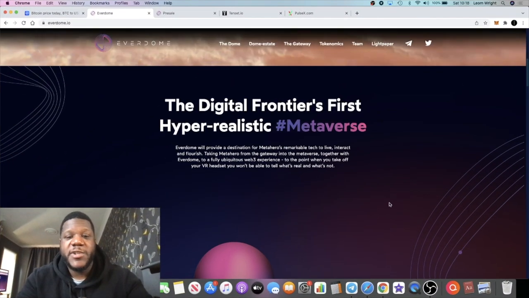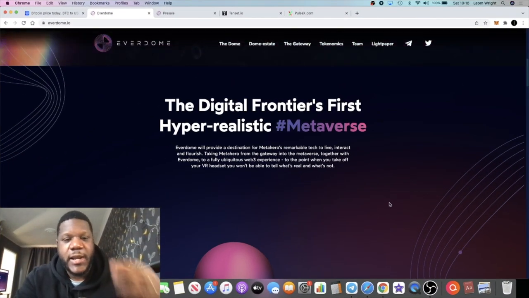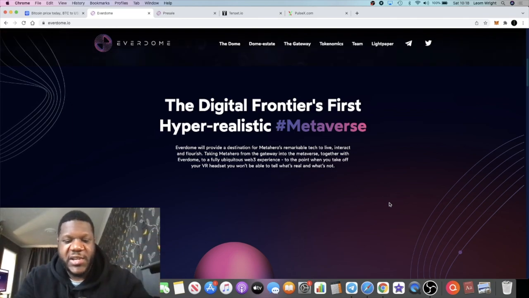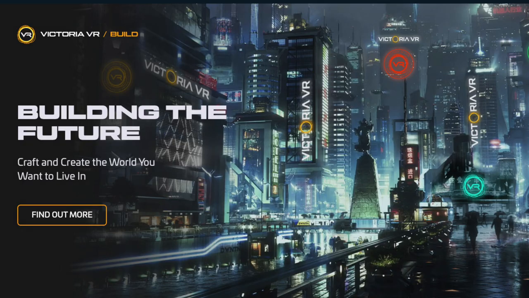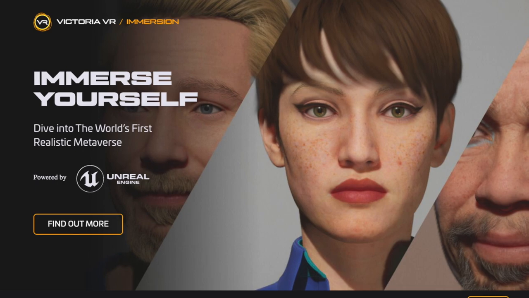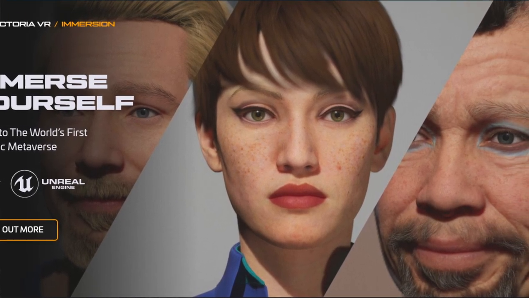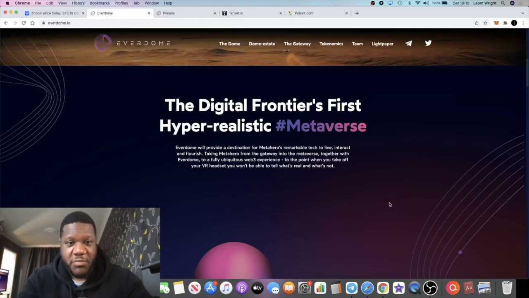So Everdome aims to be the first hyper-realistic metaverse. You've got your Decentraland, all these different types of metaverses, and not many of them look very real. I think one of the latest ones that I've seen is Victoria VR, which is using Unreal Engine, which looks pretty real. So that might be a competitor for this as well.